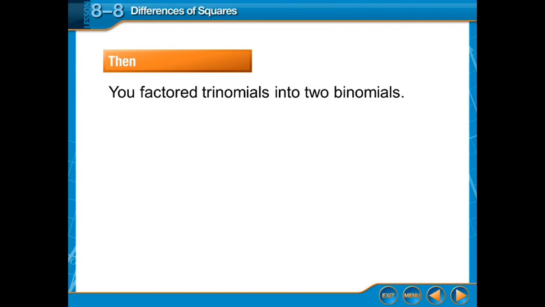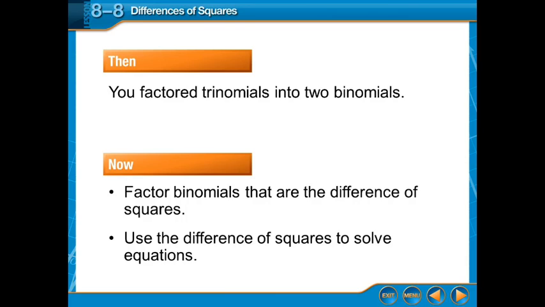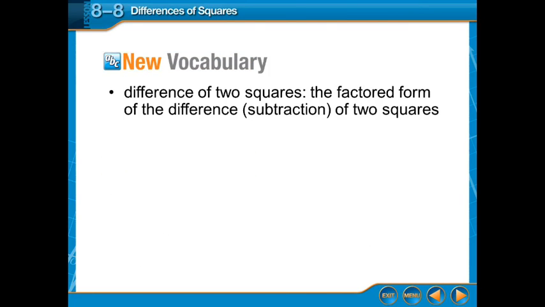Okay, in the past you factored trinomials into two binomials. Now what you're going to do is factor those binomials that are the difference of squares, the difference of perfect squares. And you'll use that difference of squares to solve these equations, and again, remember that you're always solving for the roots. You only have one vocabulary word to remember, and that's the difference of two squares. This is the factored form of the difference, meaning subtraction, of two squares.